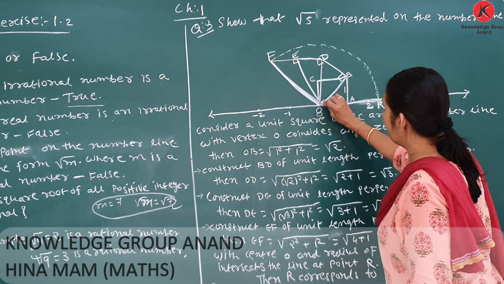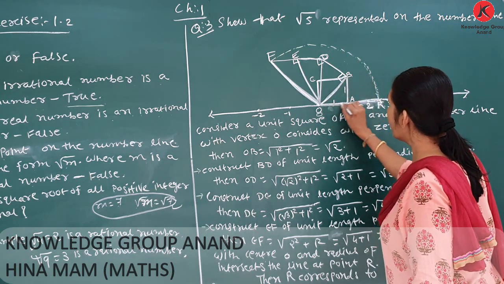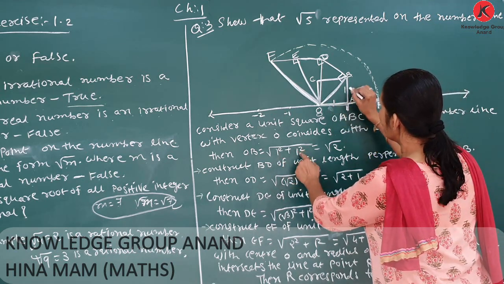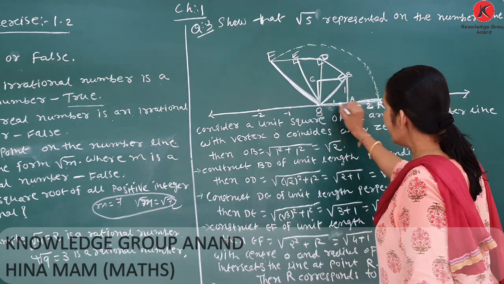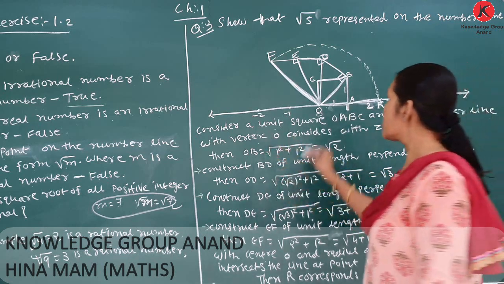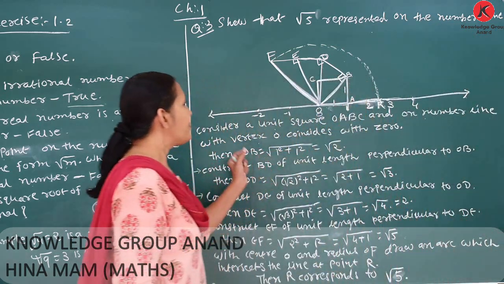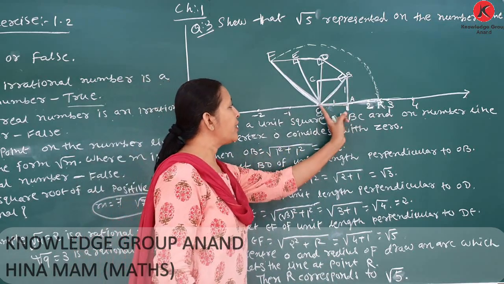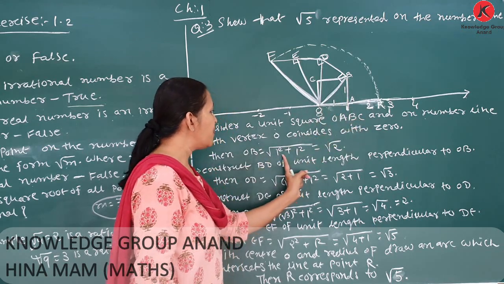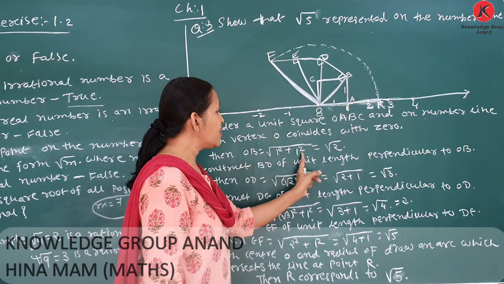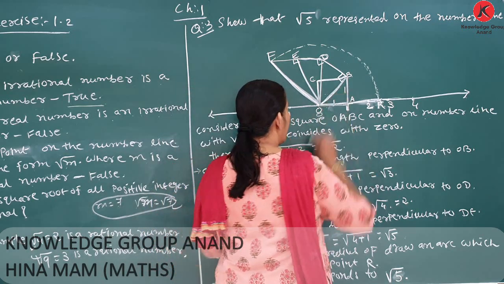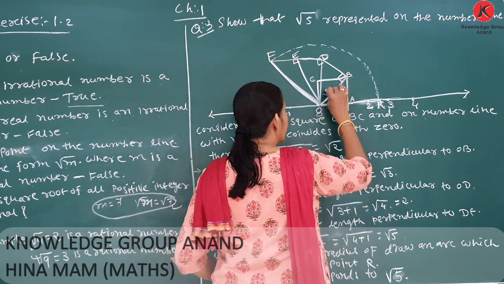Then find OB. By Pythagoras rule, OB square is equal to OA square plus AB square. Therefore, OB is equal to under root OA square plus AB square. OA square is equal to 1 square, AB square is equal to 1 square. 1 plus 1 is 2, so OB is equal to root 2.